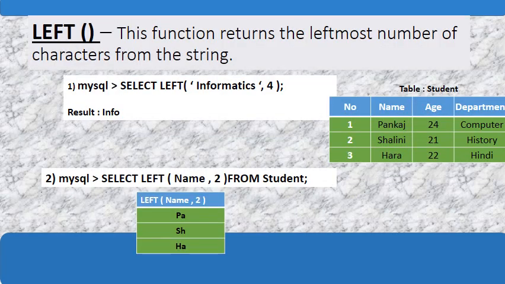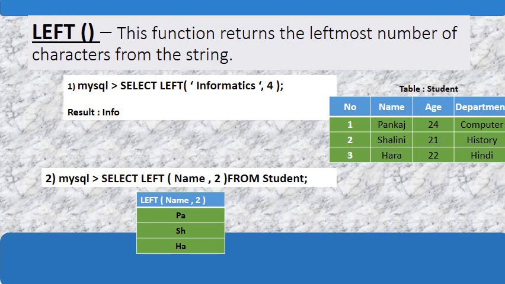Left function. This function returns the leftmost number of characters from the string. First example, select left('informatics', 4). So this query will output the first 4 characters, that is INFO.